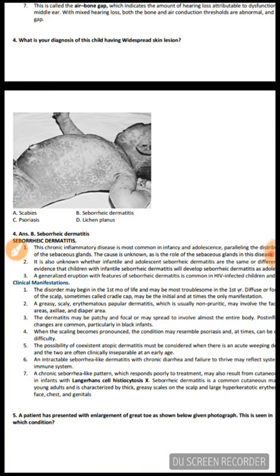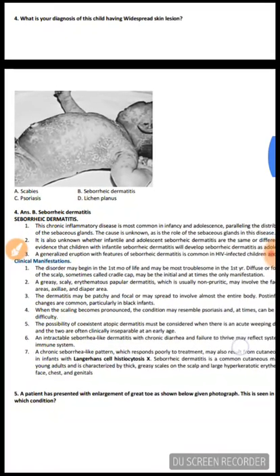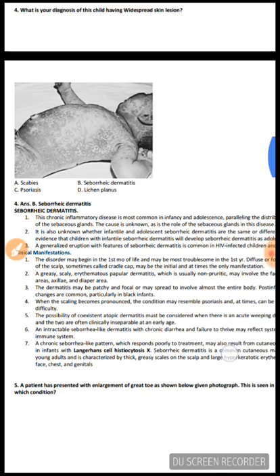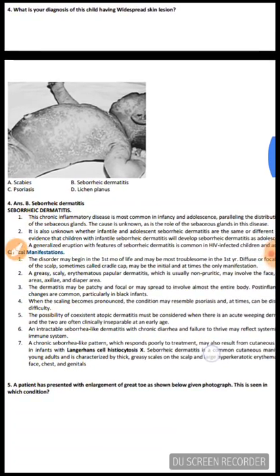So what is your diagnosis of this child having widespread skin lesions? From dermatology also, dermatology is very prone to ask the picture based questions. So see, scabies does not show this much widespread skin lesions. Psoriasis is rarely possible or maybe possible. Lichen planus is not. Seborrheic dermatitis is very much possible in this age group, that is infantile.